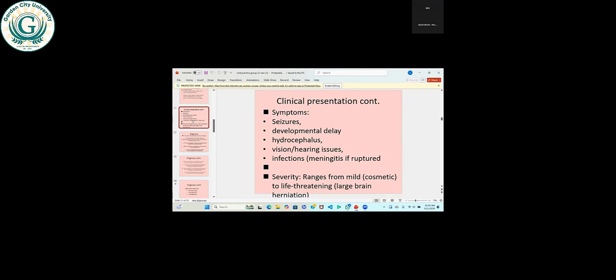With the symptoms, there could be seizures, developmental delay, hydrocephalus, vision or hearing issues, and infections. That is in the case where the meninges are ruptured. And the severity too could be mild to life-threatening. That is when there is a large brain herniation or large brain protrusion or swelling.